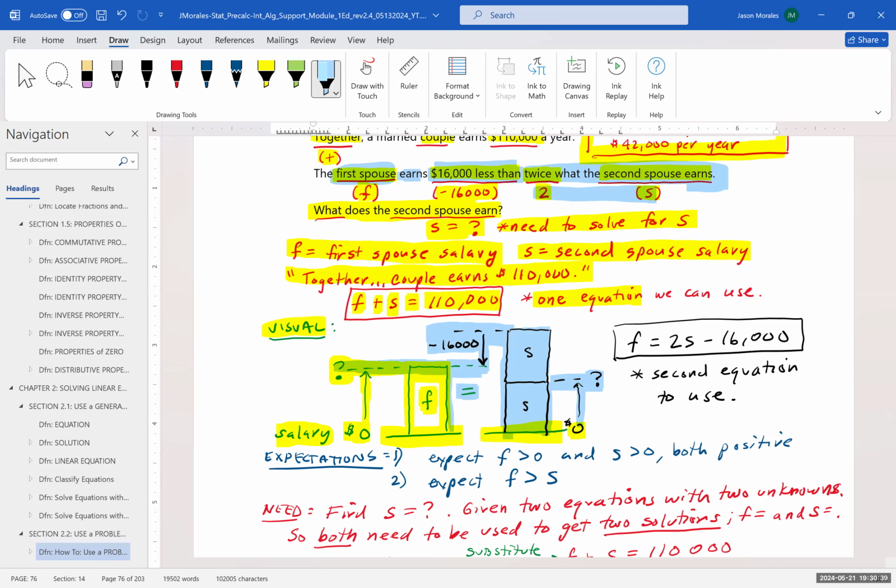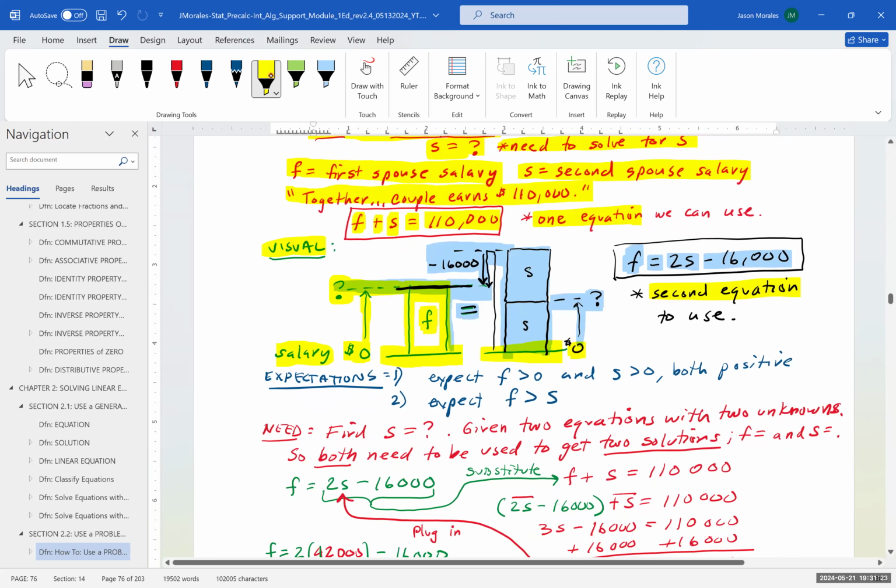So using this visual, we know that the amount the first spouse makes is equal to 2 times the second spouse minus 16,000. So the amount that the first spouse makes is equal to twice what the second spouse makes minus 16,000. And so this is our second equation that we can use. So now we've got 2 equations and 2 unknowns. So that's going to outfit us to be able to solve this word problem.